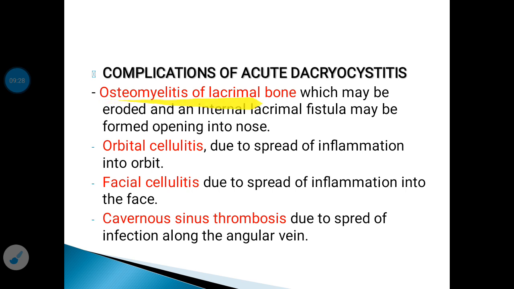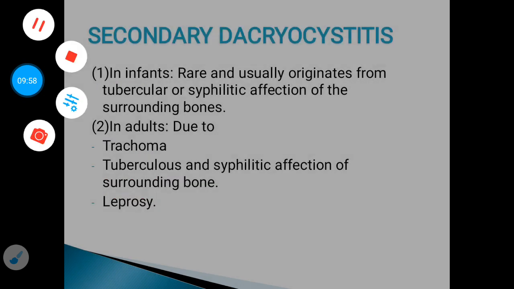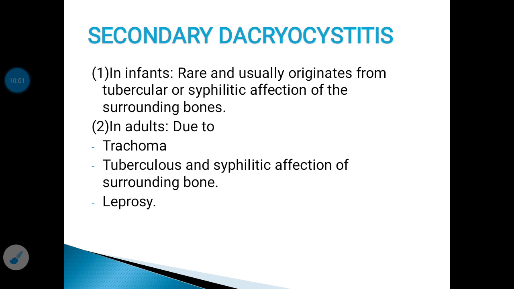The complications of acute dacryocystitis are osteomyelitis of lacrimal bone, which may be eroded, and an internal lacrimal fistula may be formed opening into the nose. The second complication is orbital cellulitis due to the spread of inflammation into the orbit. Another complication is facial cellulitis due to the spread of inflammation into the face. And the last complication is cavernous sinus thrombosis due to the spread of infection along the angular vein.